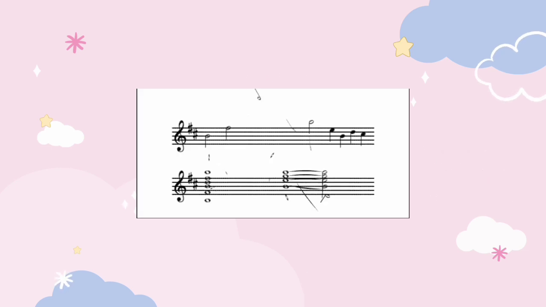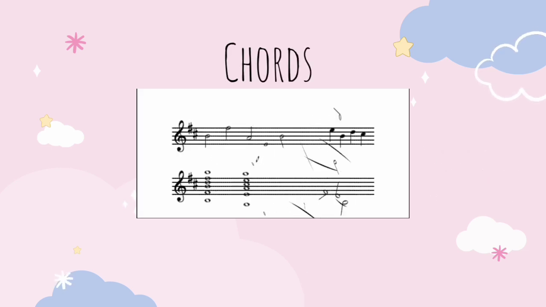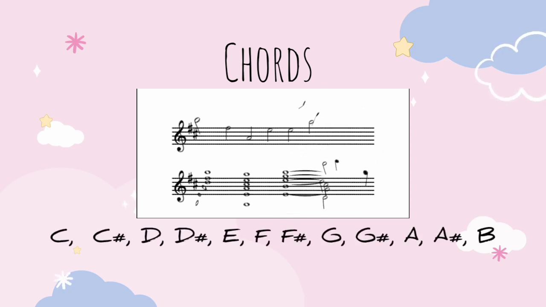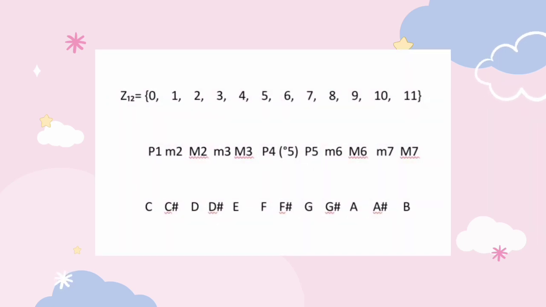One way to effectively visualize the chords is to write all the 12 musical notes. Namely, we have C, C sharp, D, D sharp, E, F, F sharp, G, G sharp, A, A sharp, and B. This will be further expanded as we go along in the video to determine how the chords satisfy the axioms.